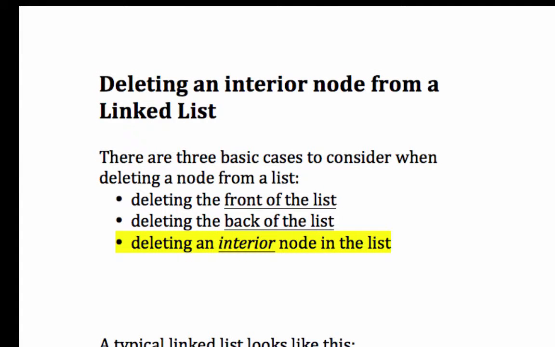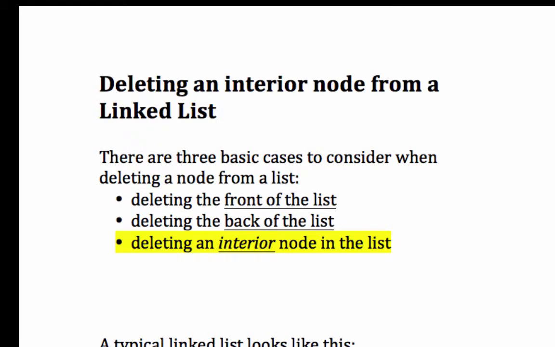In this video, we're going to discuss deleting an interior node from an existing linked list. In other videos, we have discussed the two basic cases, which are deleting the node that is at the front of the list, and deleting the node which is the last one on the list. In this video, we're going to be talking about deleting a node that is not the first one, not the last one, but has a position somewhere in between.